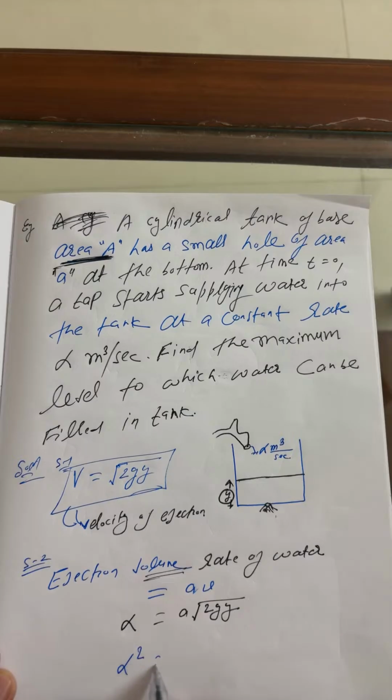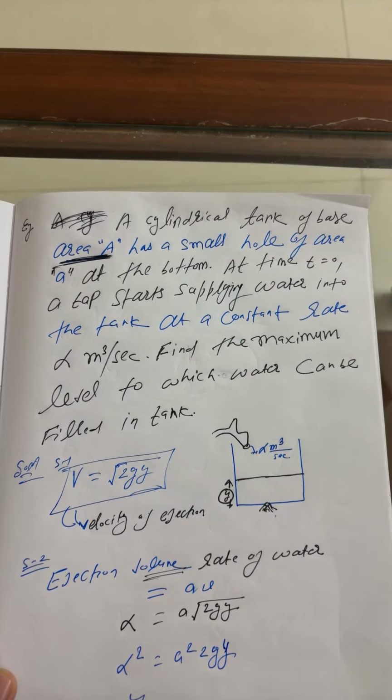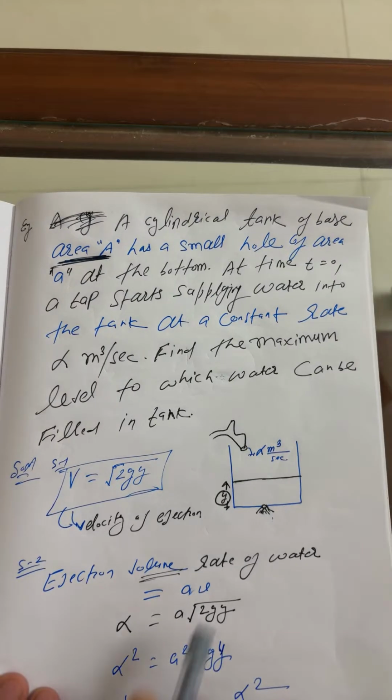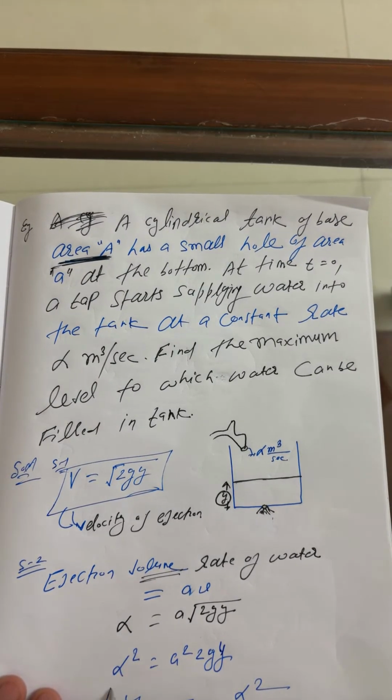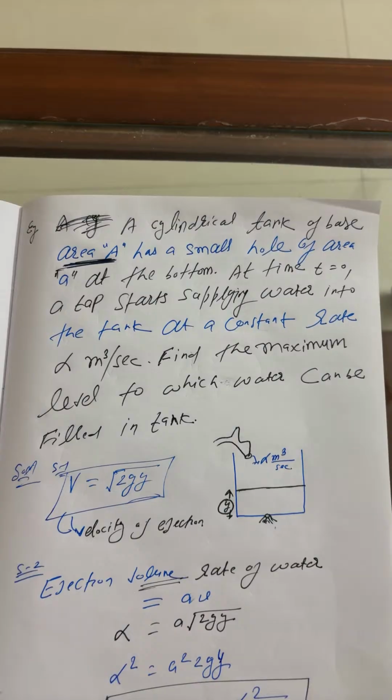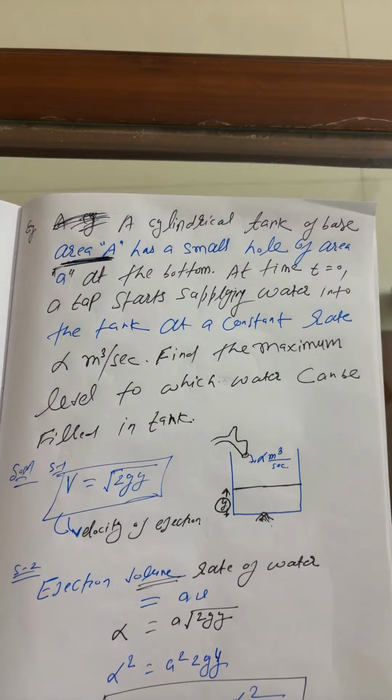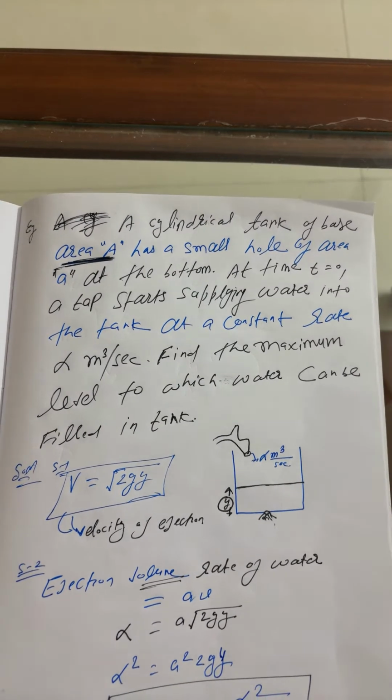So alpha square is equal to a square into 2g into y. So what is the maximum value of y? Y is equal to alpha square upon a square into 2g. So beta, this is the answer for the question.